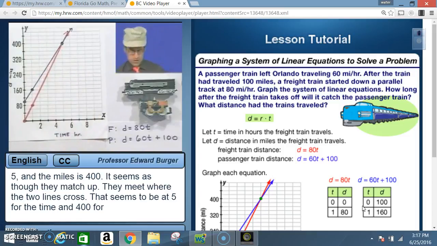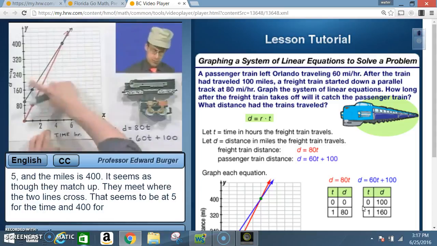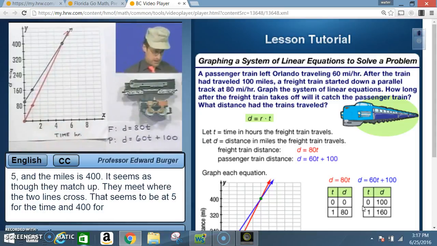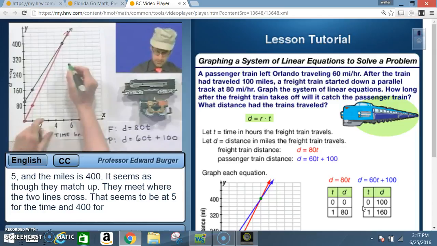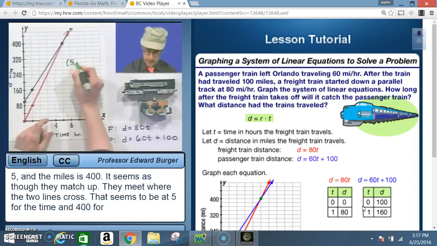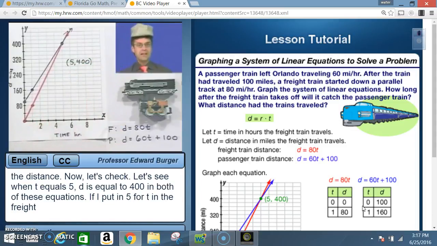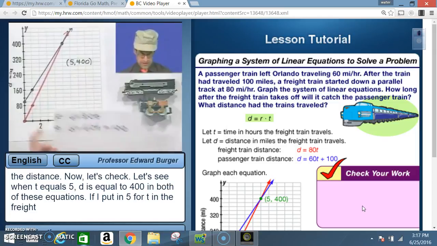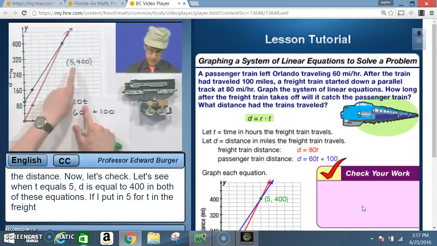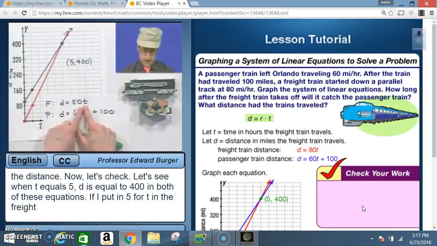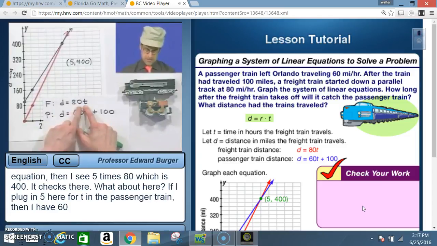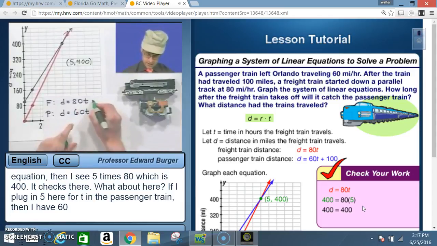So it seems as though they meet when the two lines cross. And that seems to be at 5 for the time and 400 for the distance. Now, let's check. Let's see if when t equals 5, d is equal to 400 in both of these equations. Well, if I put in a 5 for t into the freight equation, then I see 5 times 80. 5 times 80, of course, is 400, so it checks there.